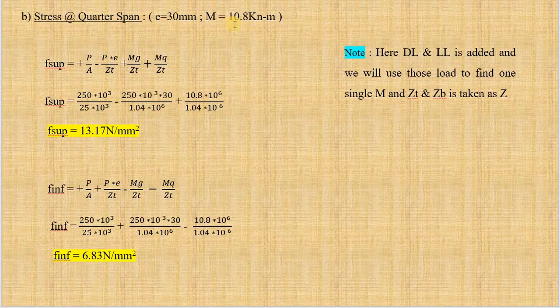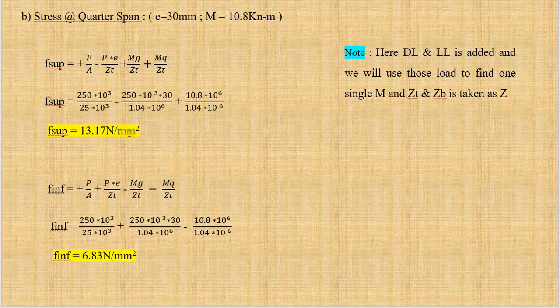I have considered that, and whatever I have said I have written as a note here. Here dead load and live load are added, and we use those loads to find one single moment M. We have added dead load and live load, so we get a single M value, and even ZT and ZB are taken as a single Z. So, individual Z or single Z.